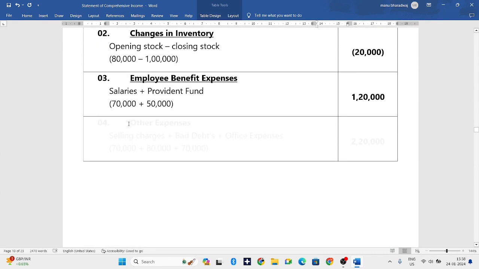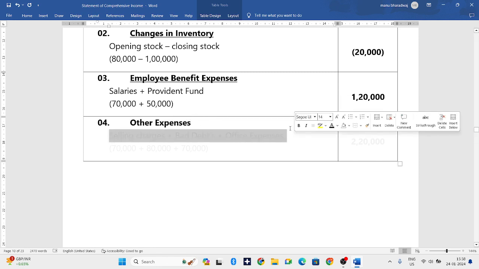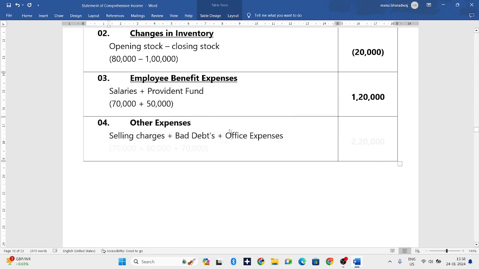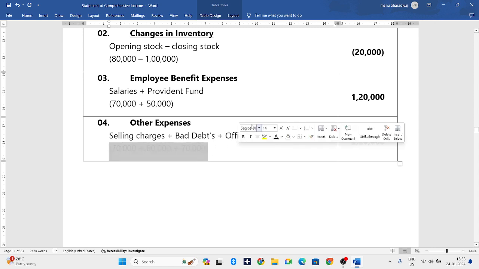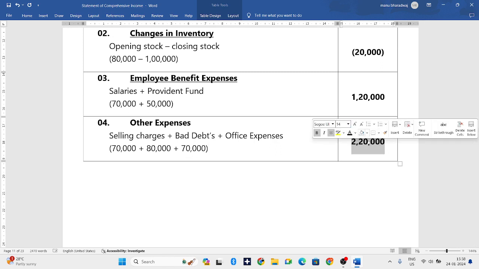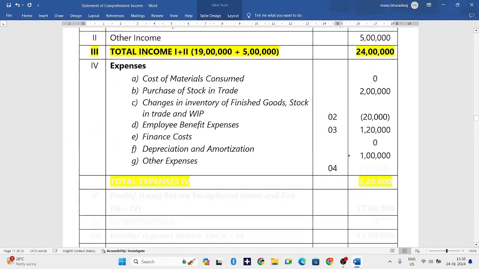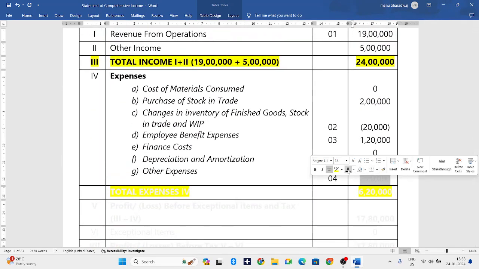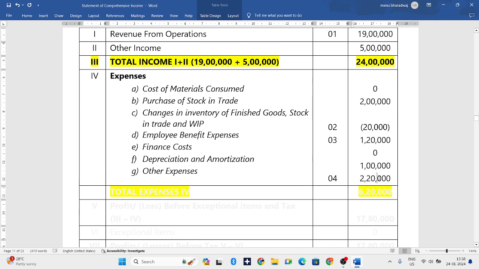So fourth working note will be other expenses. So we have three types here again. Selling charges we have, bad debts we have, and office expenses we have. Selling charges is 70,000, bad debts is 80,000, and office expenses are 70,000. When you add all these three, you will get the total of 2,20,000. This 2,20,000 will be written in the office expenses header.